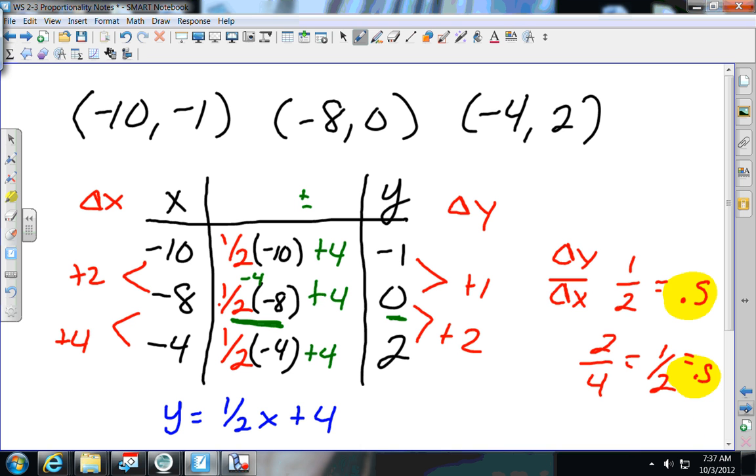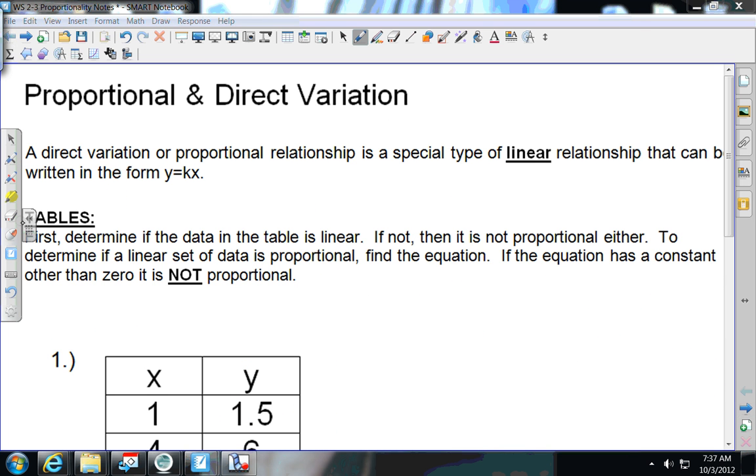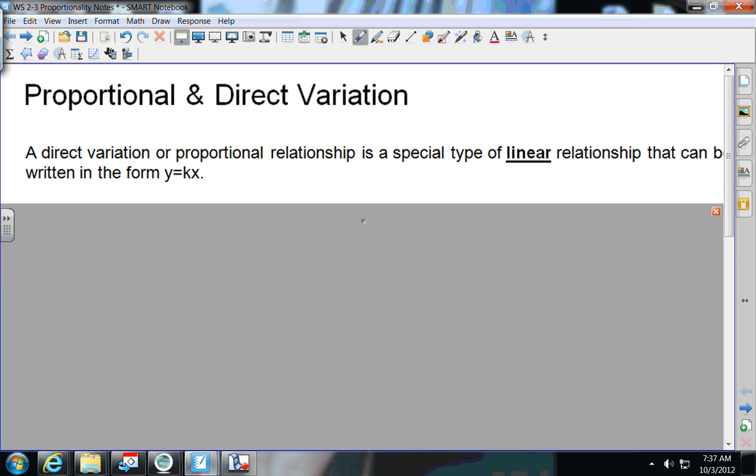Now, if you flip your paper over, we are now adding in proportionality or direct variation. It says a direct variation or proportional relationship is a special type of linear relationship that can be written in the form y equals kx. All that means is that you write it like y equals 2x, y equals 1/2 x, or y equals negative 4x. What do you notice about all three of those equations?